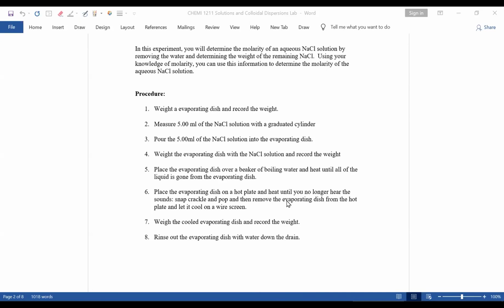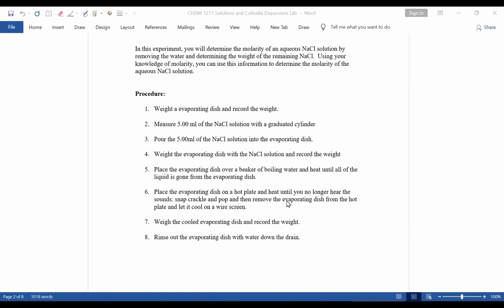I always tell students that when they're using a hot plate in the lab, because they will burn themselves if I don't tell them. But anyways, you place it over the boiling water, and the boiling water heats up the water in the solution in the evaporating dish, and it evaporates, actually goes into the air. And you do that until all the liquid water is gone.